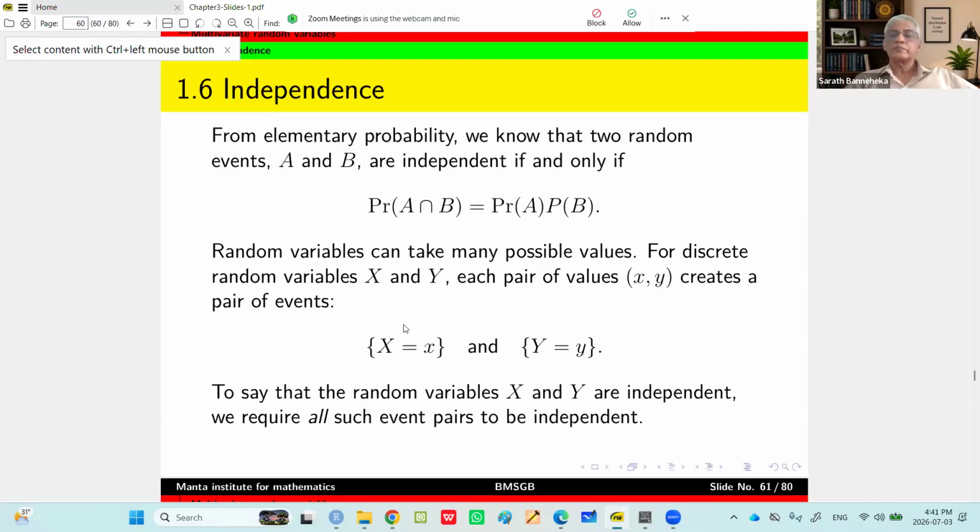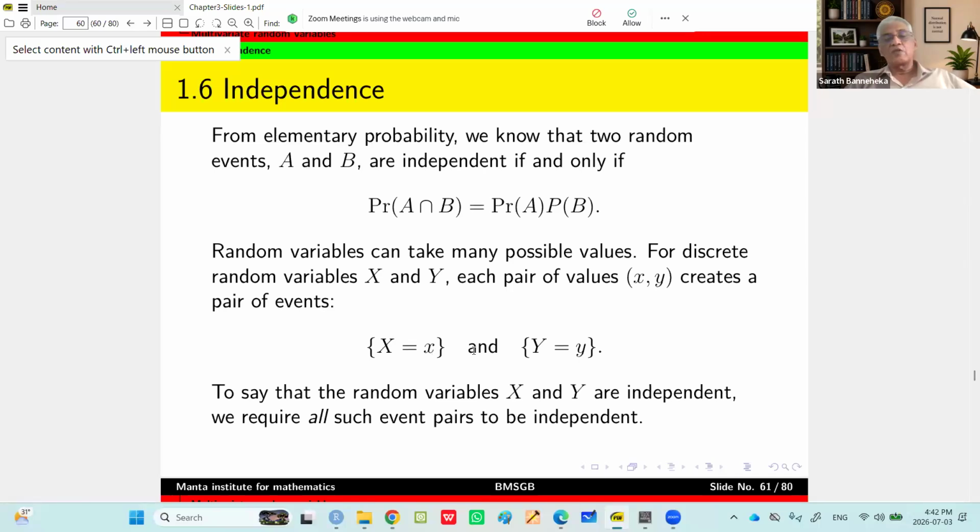Then, of course, this condition will be satisfied for any other event as well. We can prove that. So it is enough to consider events of this form, for all possible values of capital X and all possible values of capital Y. To say that the random variables X and Y are independent, we require all such pairs of events to be independent.